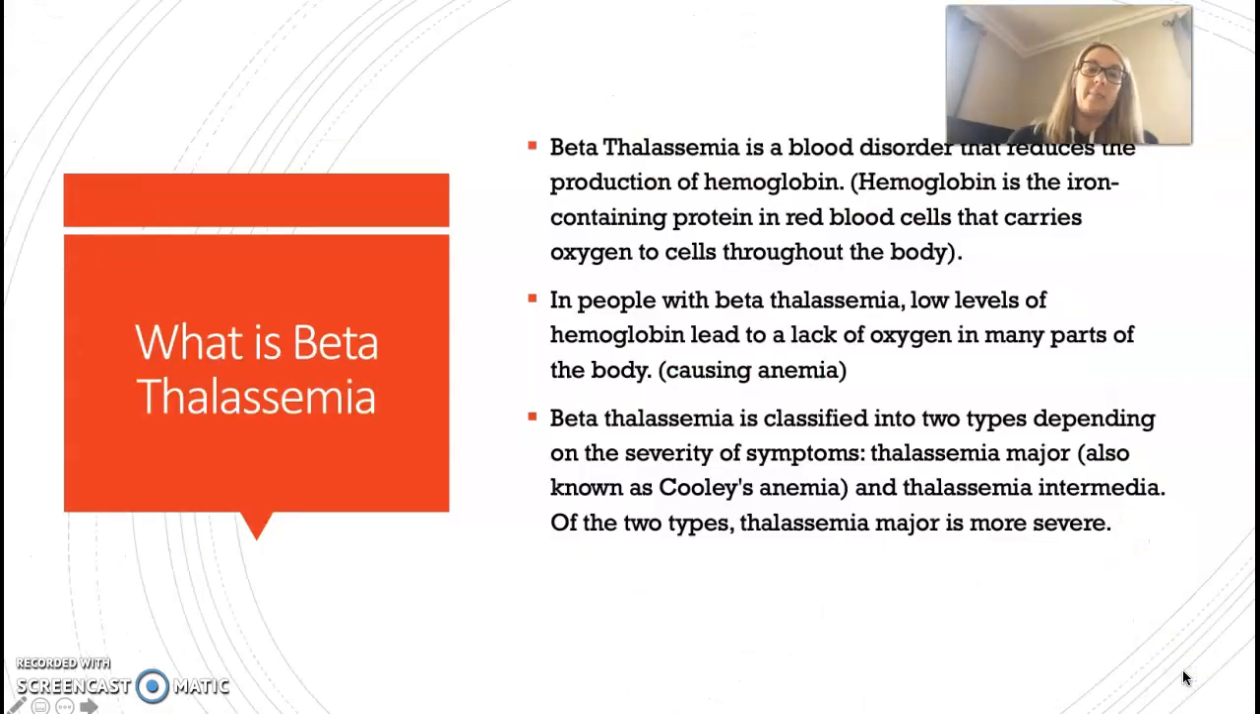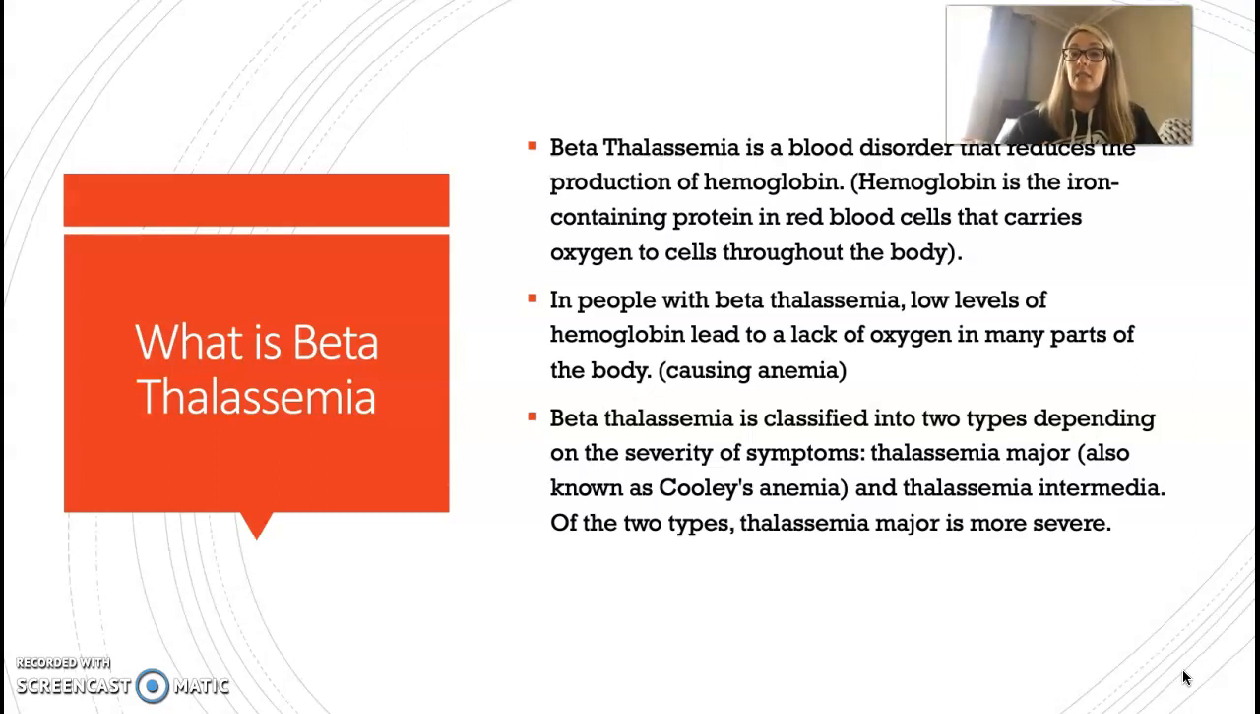So, what exactly is beta thalassemia? We are going to talk about a blood disorder. This specific blood disorder reduces the production of hemoglobin. For those of you who need a refresher, hemoglobin is an iron-containing protein in red blood cells that carries oxygen to cells throughout the body. People that have this disorder are lacking hemoglobin, which leads to a lack of oxygen in many parts of the body, which is normally the number one reason for causing anemia.